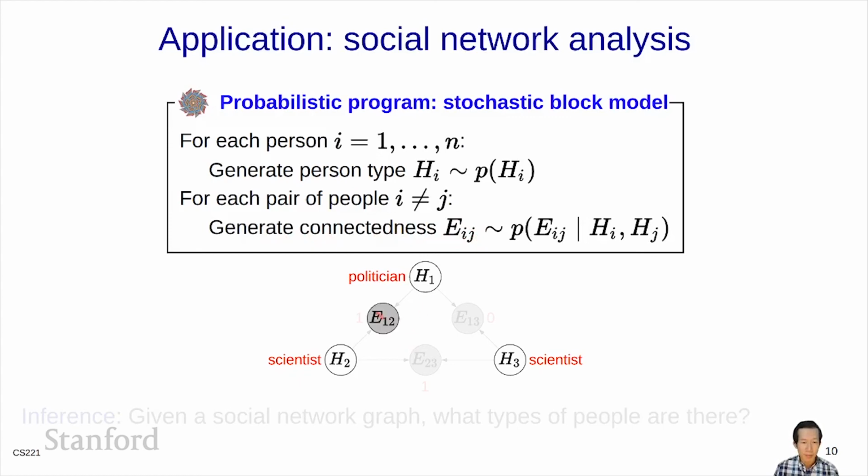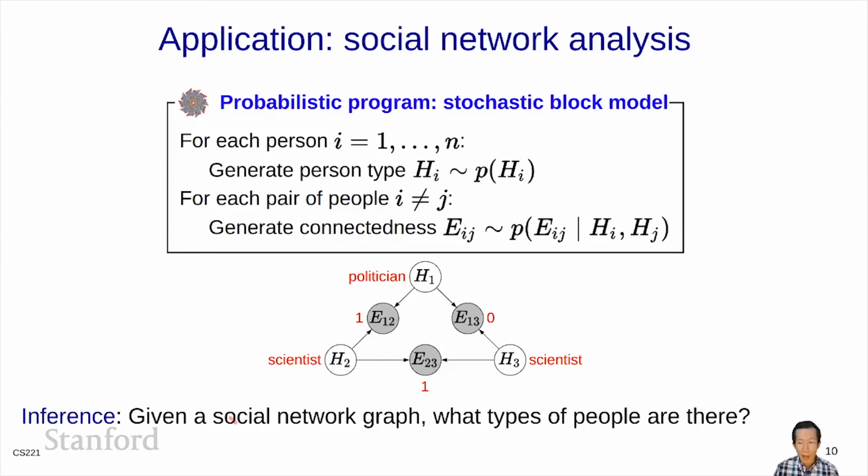So this politician and this scientist might be connected. There's a 1. And the generation of this only depends on the types of the 2 people in consideration. So 2 and 3 are scientists and they're connected. And this politician and this scientist are not connected. So remember, we are given the social network, which is just the connectivity structure. So these E's, and we're asked what is the probability of the people being of certain types.